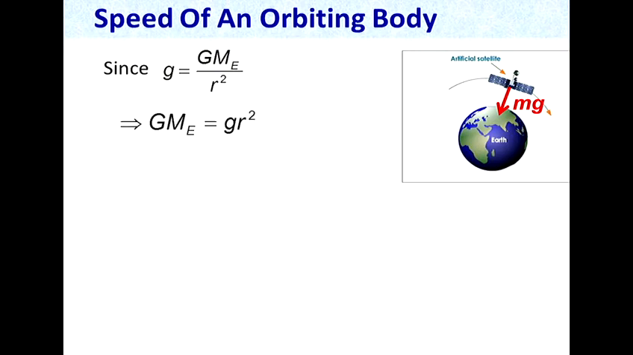From there we know that the gravitational constant big G times the mass of Earth equals g r squared, with g corresponding to the value of the field strength at position r.